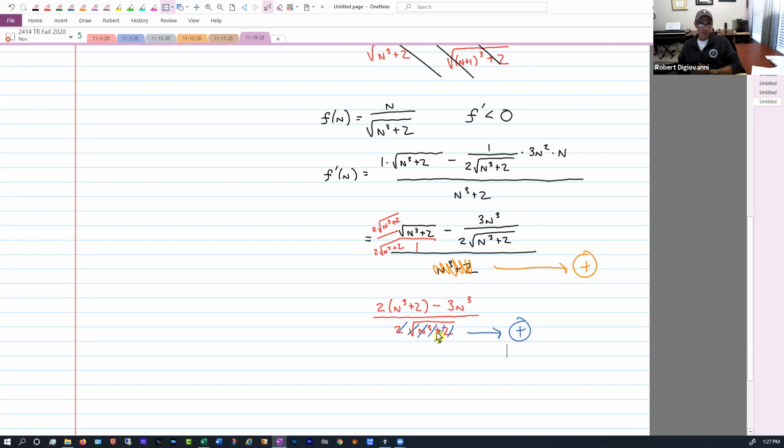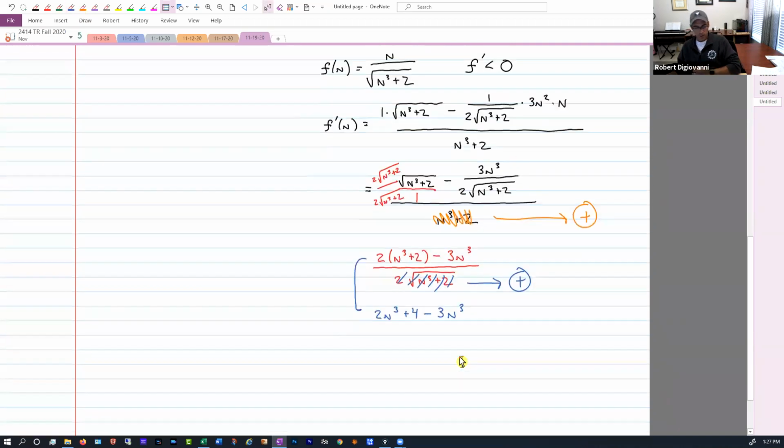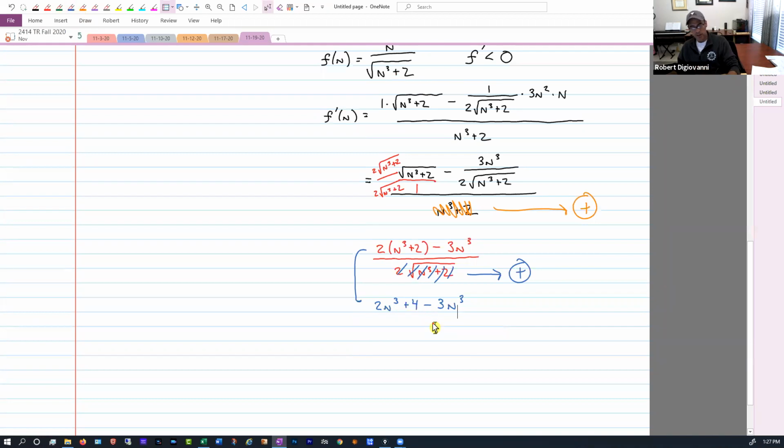n cubed plus 2, take the square root, that's got to be a positive number, times 2. So I just need to resolve this top piece. That turns out to be 2n cubed, just distributing the 2. So 2n cubed plus 4 minus 3n cubed, that turns out to be 4 minus n cubed. Now, is that always negative? Not always, right? If you plug in 1, you get 4 minus 1, that's going to be positive. But once you plug in a number like 2 or 3 or 4, this will be negative eventually, right?